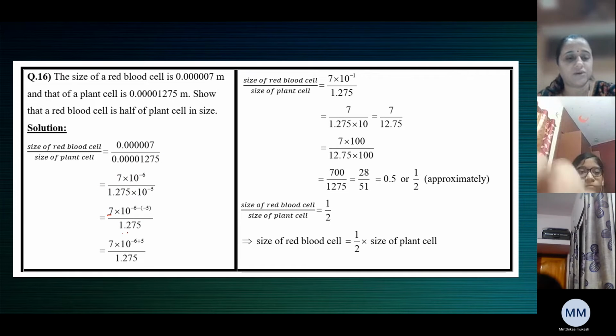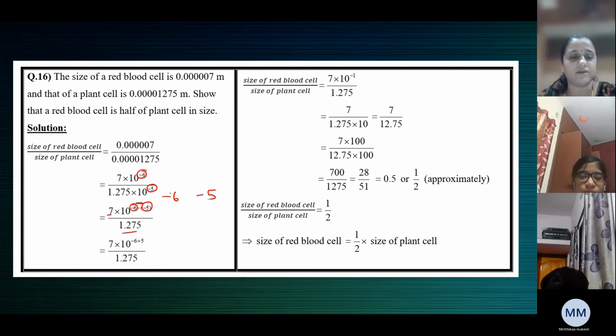So you can see 7 here. You can see 1.275 here. 10. Write the powers minus 6 and minus 5 and place the sign in the middle, subtraction, because when it's division we need to subtract the powers. So the first power is minus 6, the second one is minus 5. Put them in brackets and you need to subtract the powers.